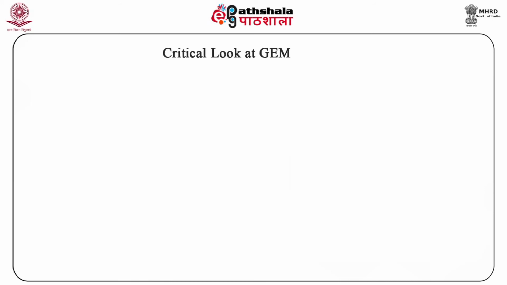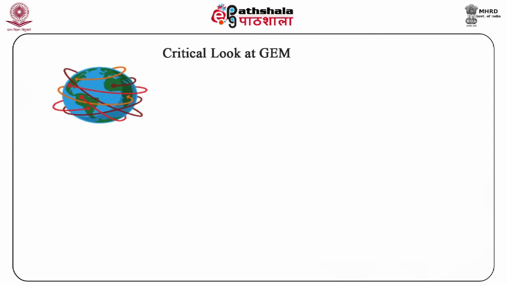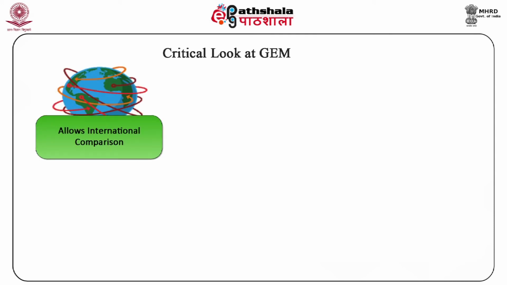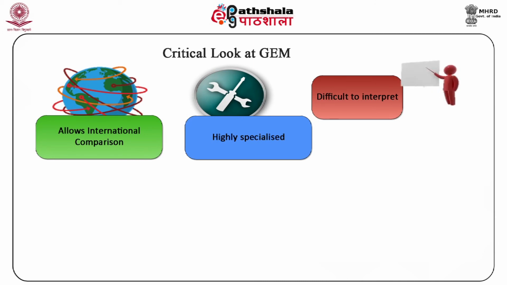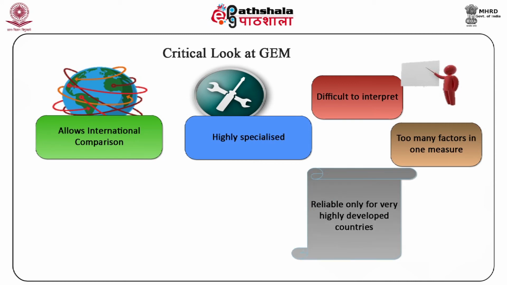Let's now have a critical look at GEM. The GEM is valuable because it allows us to compare internationally certain dimensions that were previously difficult to compare between countries. But it is highly specialized and difficult to interpret, often misinterpreted, suffers from large data gaps, may not provide accurate comparisons across countries, and brings into one measure too many development factors. The GEM also has an elite bias, measuring inequality only among the most educated and economically advantaged women. As a result, the GEM is reliable only for very highly developed countries. The GEM is also felt to be too dependent on the income component of the measure.